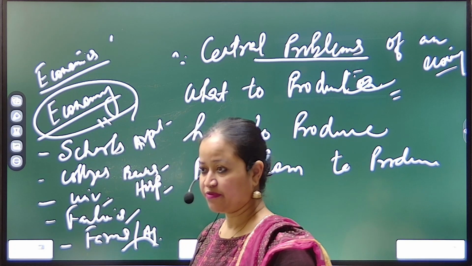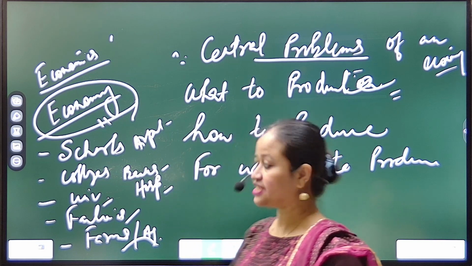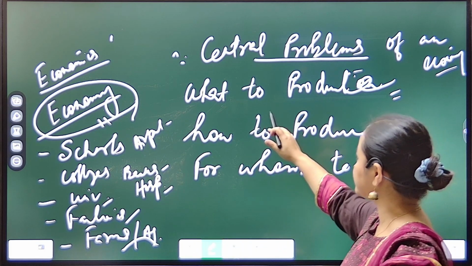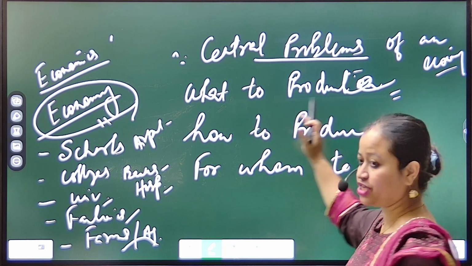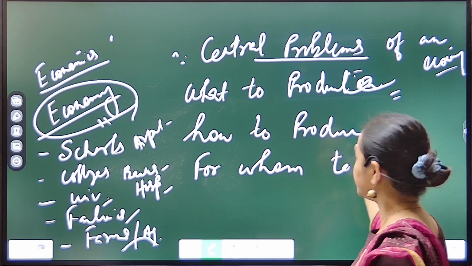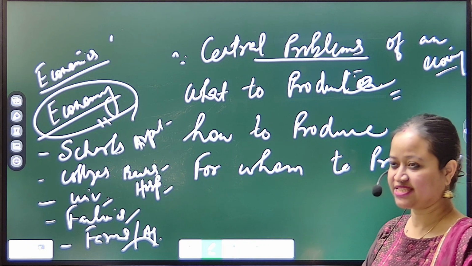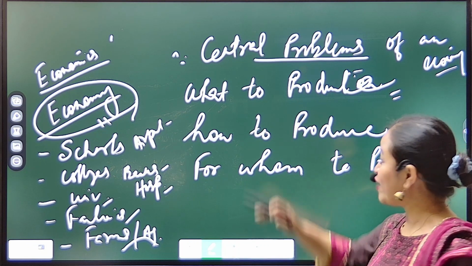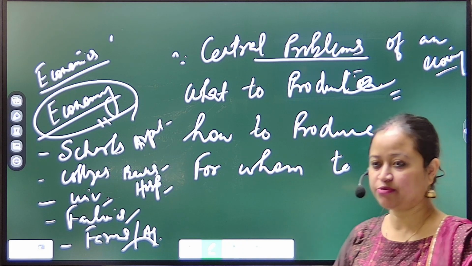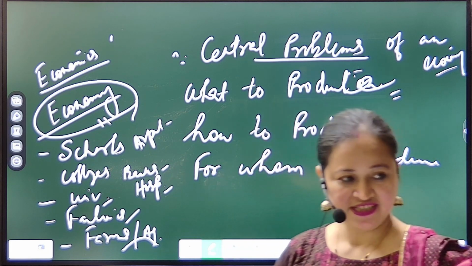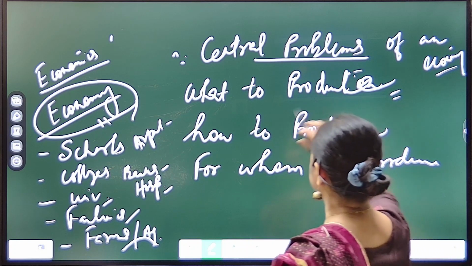Fine? Understood? Okay. Now question is like, what are the central problems of an economy? So what are the central problems? What to produce, how to produce, and for whom to produce. Now my question was, why the central problems of an economy arises? Okay, I'll come to the answer. Okay, first let me discuss this.